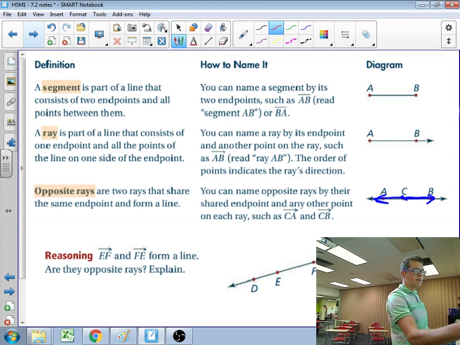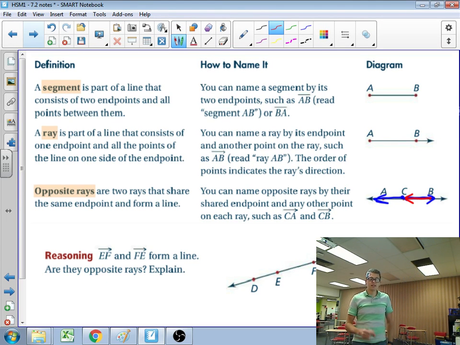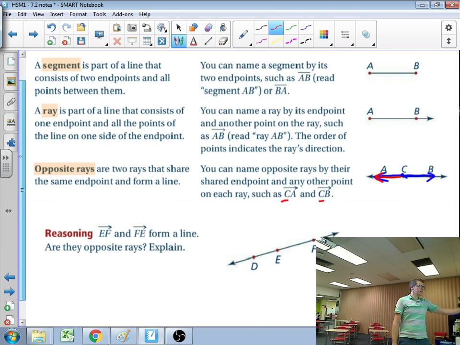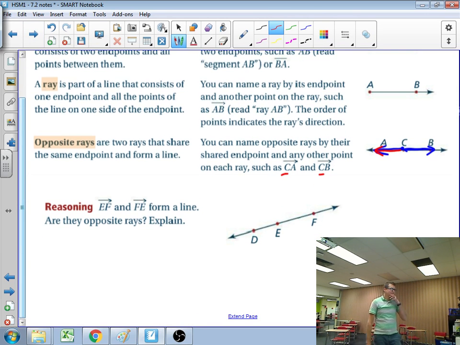If I have CB and then BC, those are not opposite rays because they do not share the same endpoint. They both have to start at the same endpoint. So notice if we have CA and CB, they have the same endpoint and they go opposite ways. But if we have CB and BC, those would not be opposite. So if I change that over to CA, then they are opposite rays. And scroll down so you can see the rest of this.